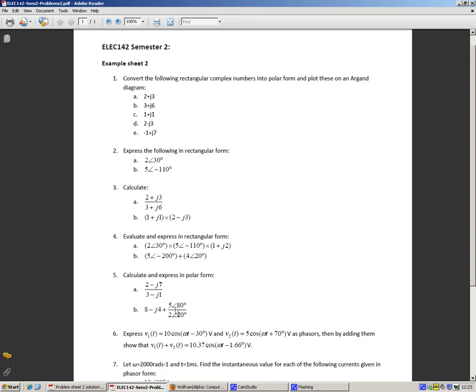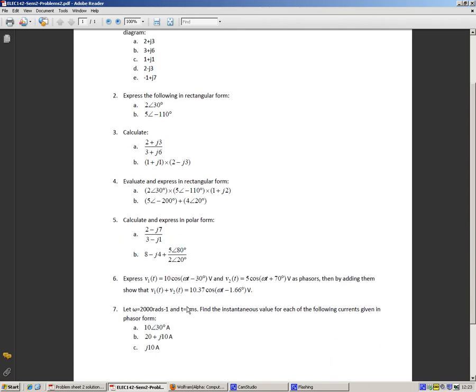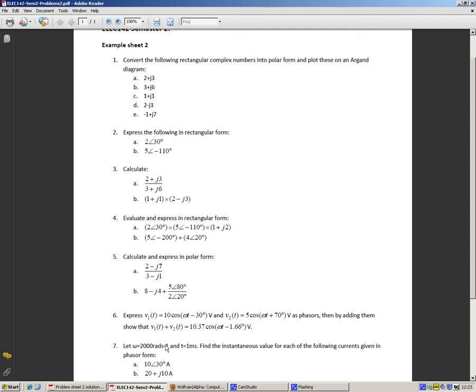So questions 1 to 5 are quite straightforward mathematical problems, and as we get down to questions 6 and 7, we're looking at them more in the context of waves and complex signals, and this is more likely the form you're going to come across in potential exam questions. So let's start with question 1.